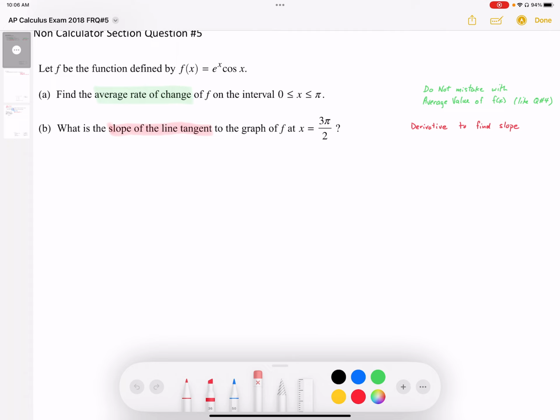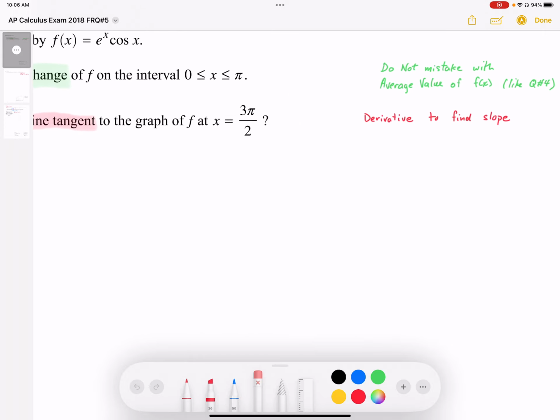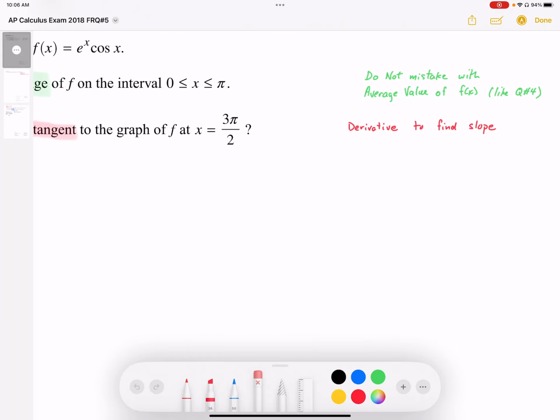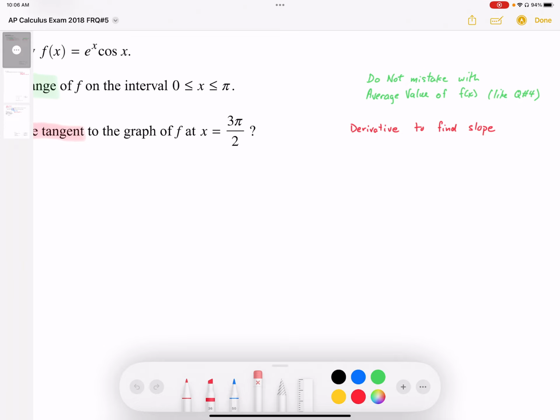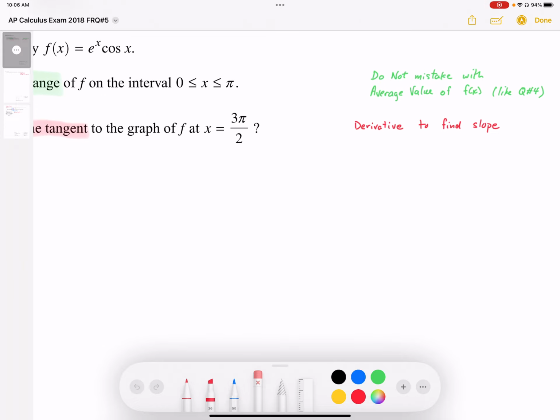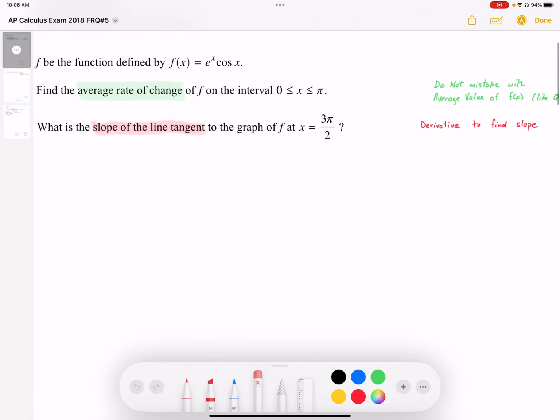And part B is asking for the slope of the tangent line at x equals 3 pi over 2. Tangent line is going to be the instantaneous slope, so we need to find the derivative. Okay, so for part A, we don't want to do average value. We want to do average slope, or the slope between 2 points. And for part B, we're going to use the derivative to find the instantaneous slope.